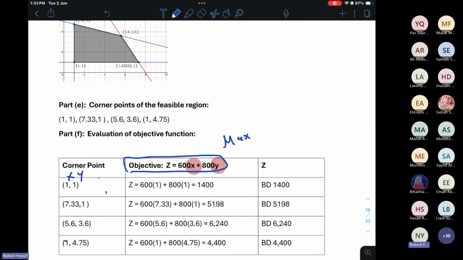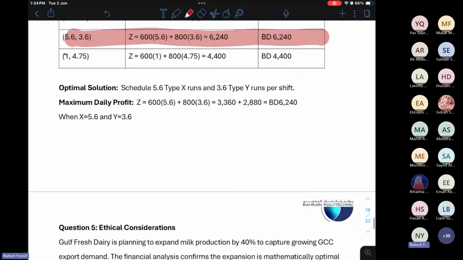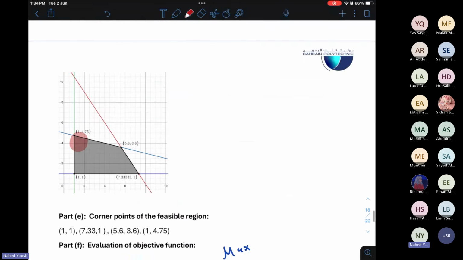Actually in this question, the maximum one is this one. If in the exam they are asking about the minimum, for example if it is the cost, you have to choose the minimum. But here they are asking about the maximum, so you have to fill this table and then answer that at 5.6 from one batch and 3.6 from the other batch, we will get the maximum. Is that clear? So the graph is given for you, you just have to shade and read the points. Is that clear?